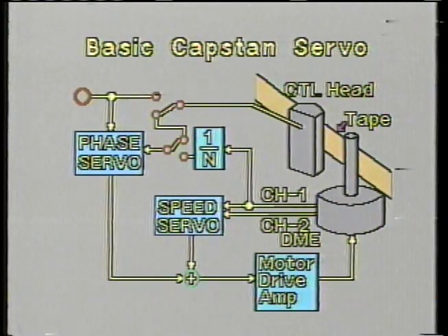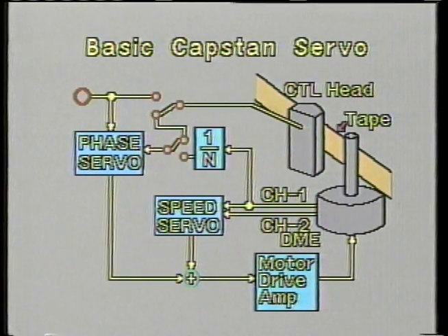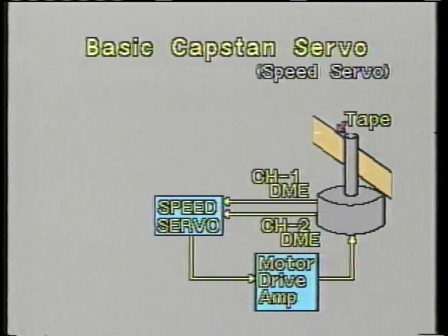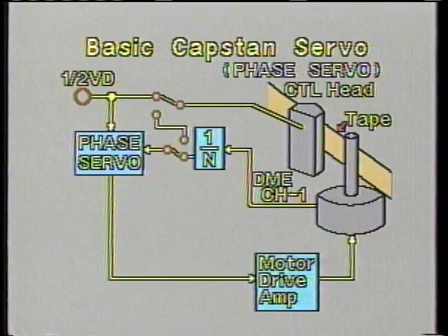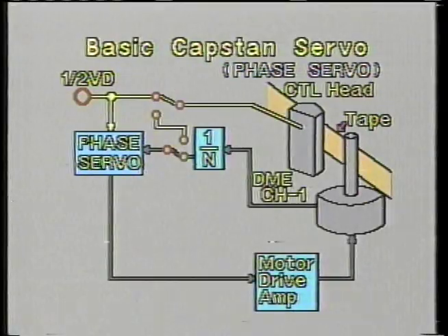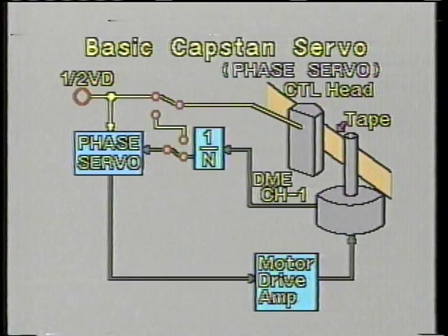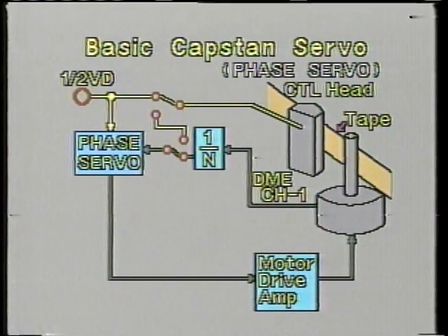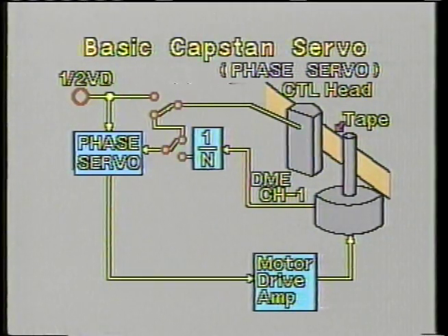The capstan servo consists of a speed servo and a phase servo. The speed servo is used to ensure that the tape moves at a fixed speed and operates according to the output from the DME built into the capstan motor. During recording, the phase servo controls tracking by matching the phase of the DME countdown signal and 1/2 VD signal using playback control and 1/2 VD phases.